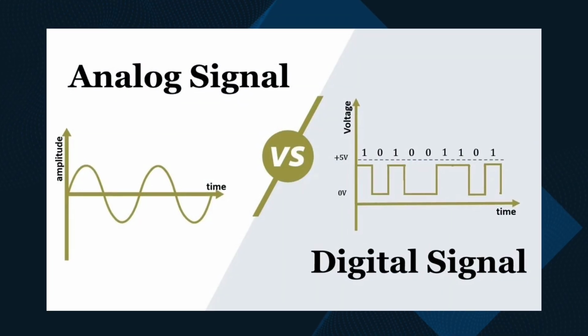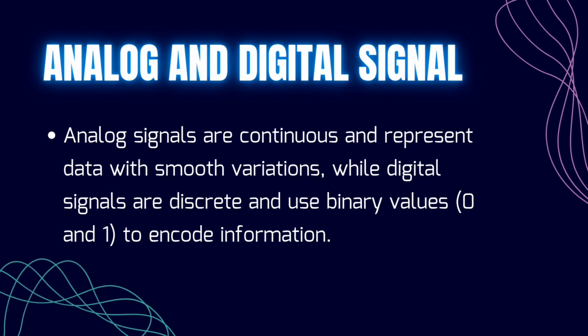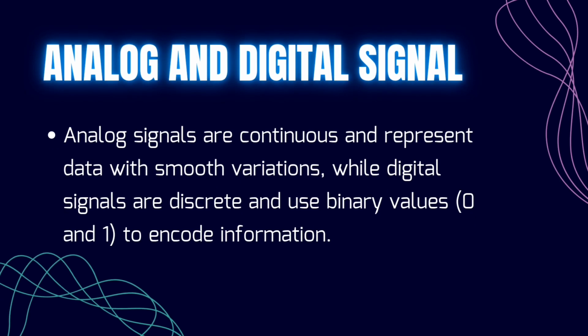And now let's have analog and digital signals. Analog signals are continuous and vary smoothly over time. Think of sound waves, light intensity, or temperature. While digital signals are discrete, using binary values. They're used in computers and digital electronics.